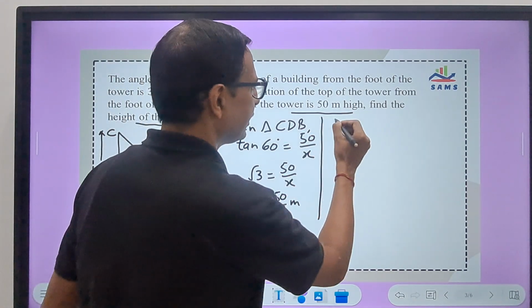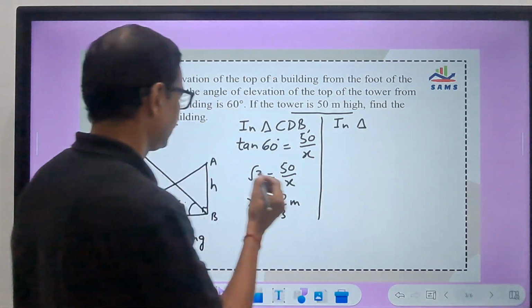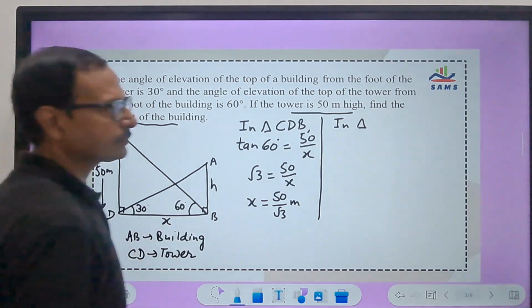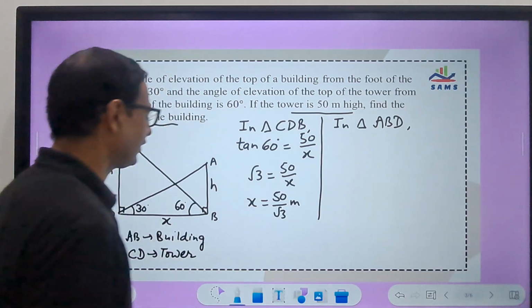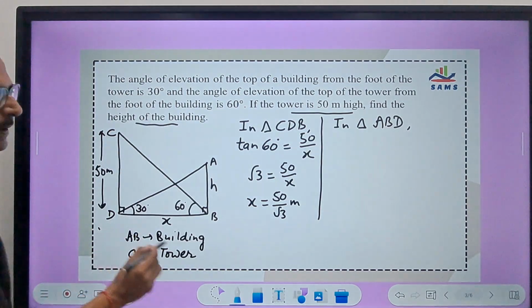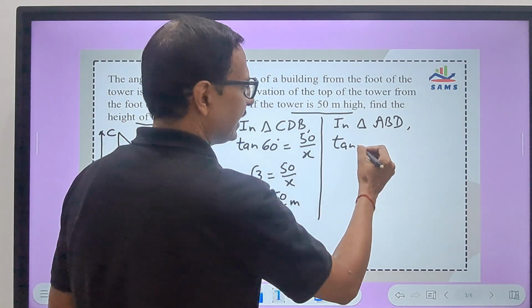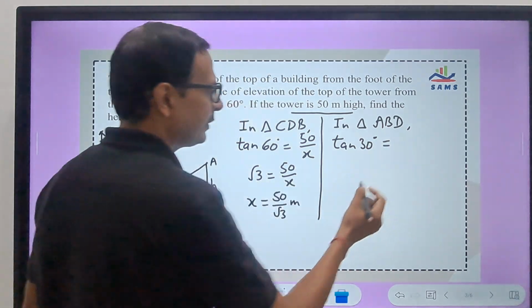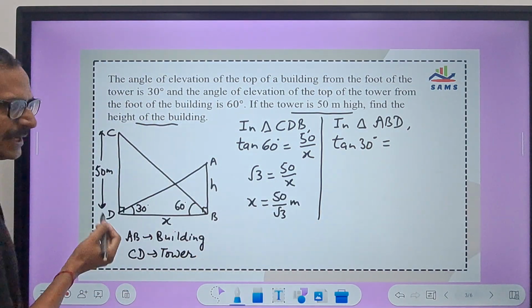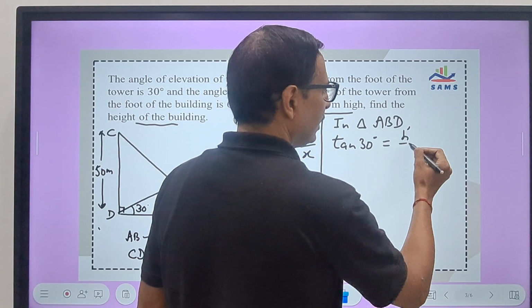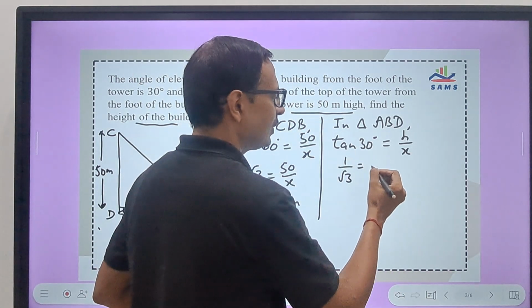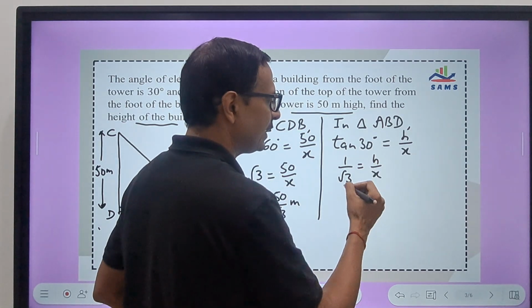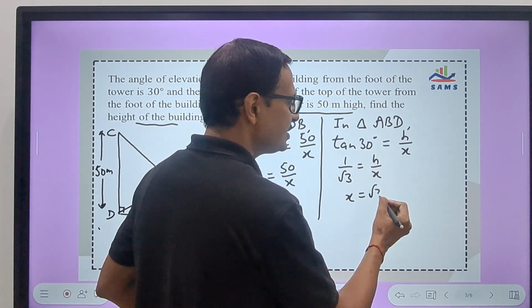So let's take the other triangle. So in triangle ABD, always take a right angle triangle, because you have to apply trigonometric functions. Tan 30, perpendicular upon base. Perpendicular is H, base is X. So H upon X. Now tan 30 is 1 by root 3, equal to H upon X. Now if you cross multiply, X will be root 3H.